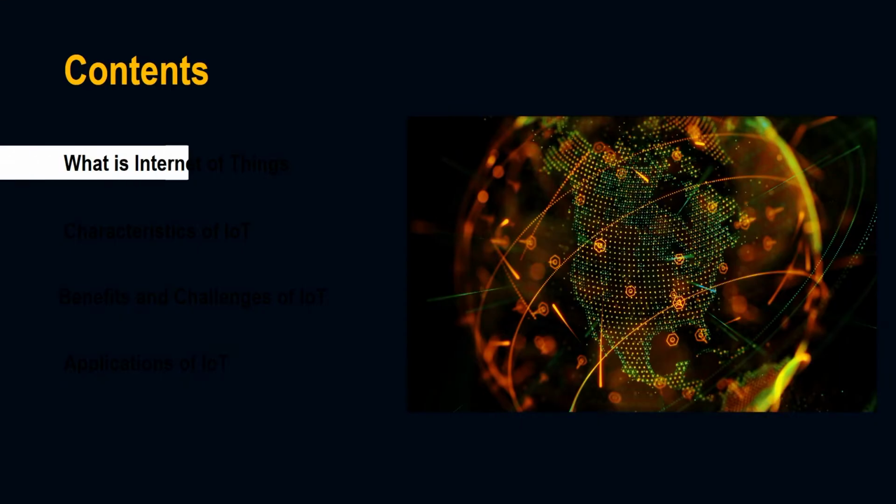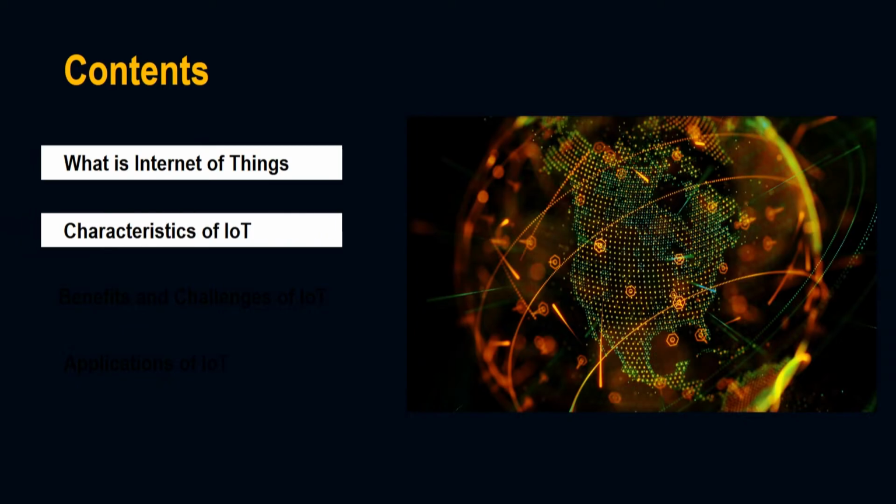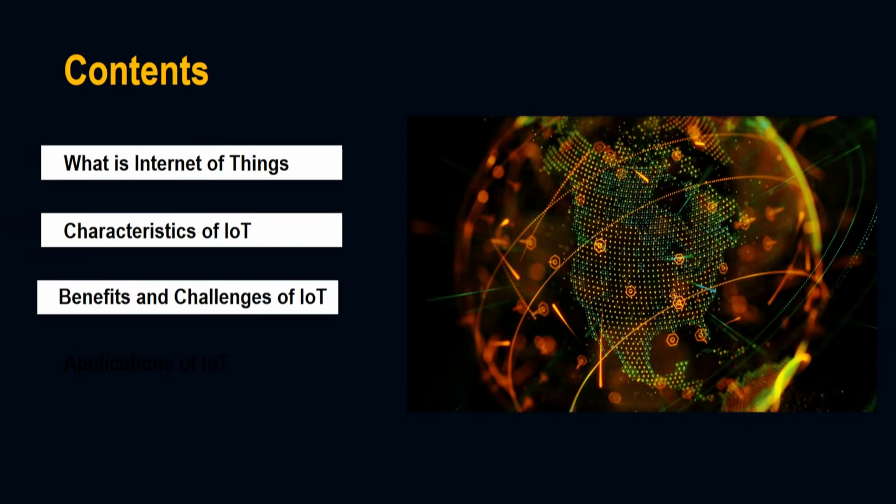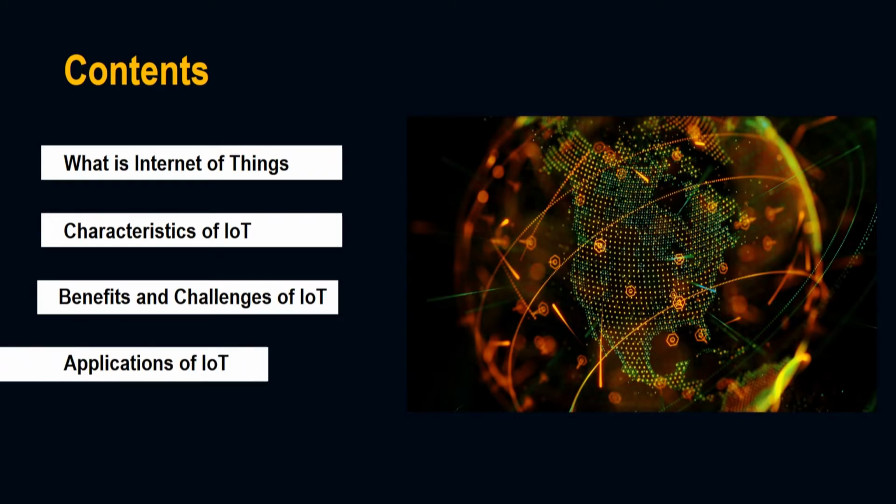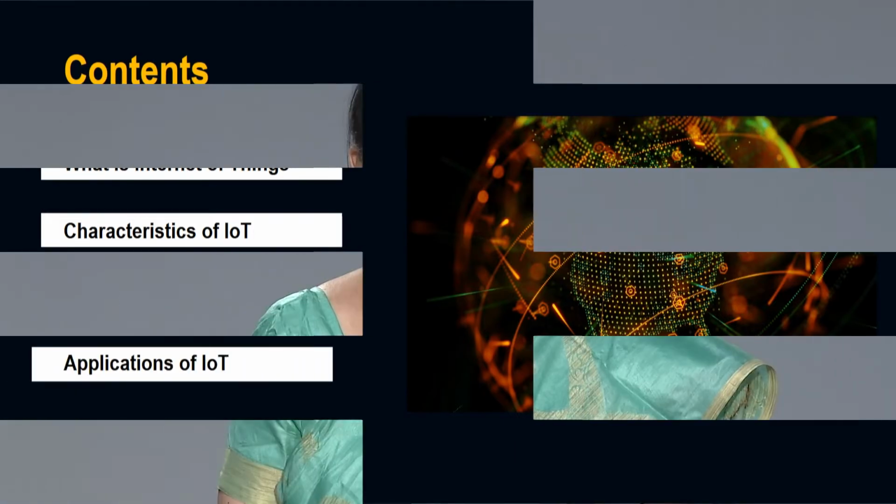For example, it starts from self-driving cars which are delivering grocery items at your home, to wearable things which are connected on your body to monitor your health. So, if we go through the contents of this video, we will learn what is Internet of Things, then characteristics of IoT, then benefits and challenges of IoT, as well as the applications of IoT.